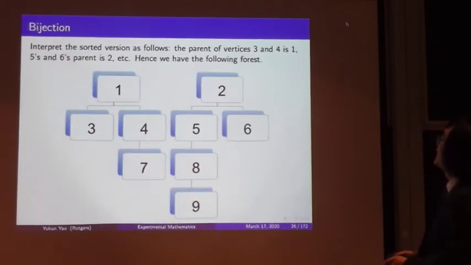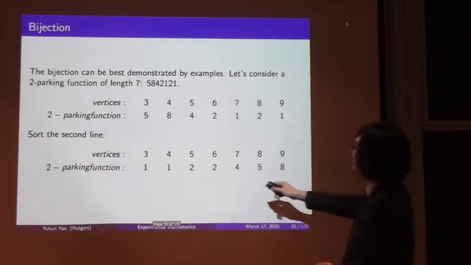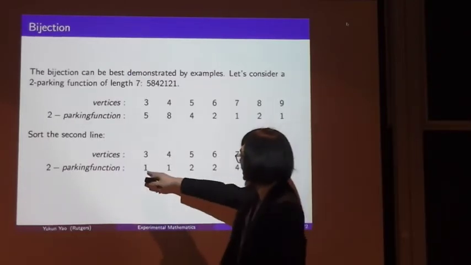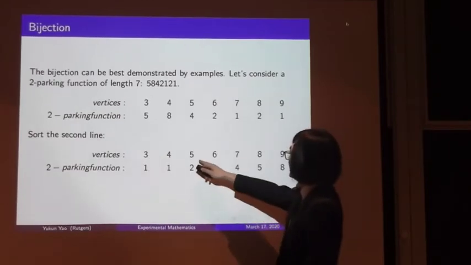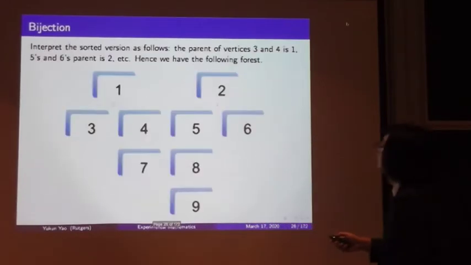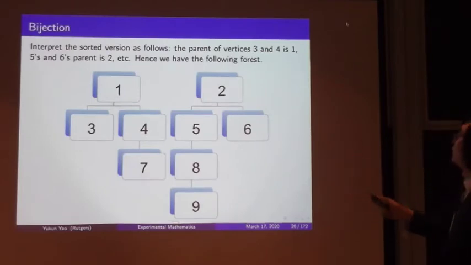And now we want to interpret the second two-line notation. Our interpretation is that the parent of vertices 3 and 4 is 1, because you can see here is 3 and 4, and the second line is 1. So 1 is their parent. Similarly, 2 is a parent of 5 and 6. So that's how we have this forest.